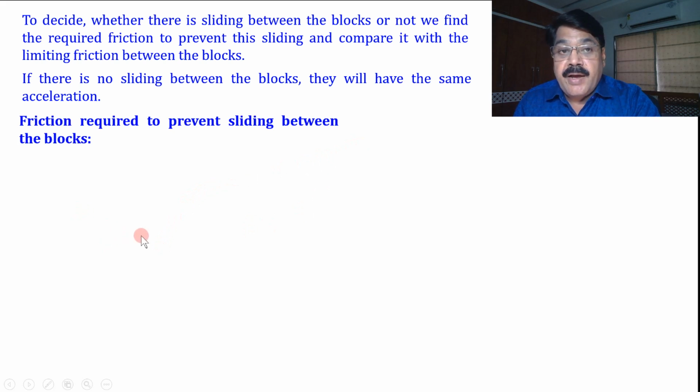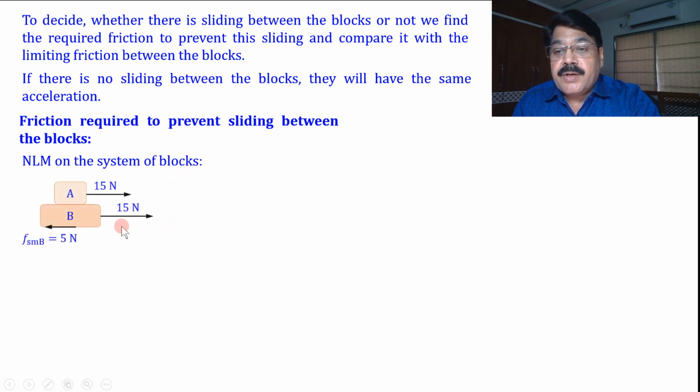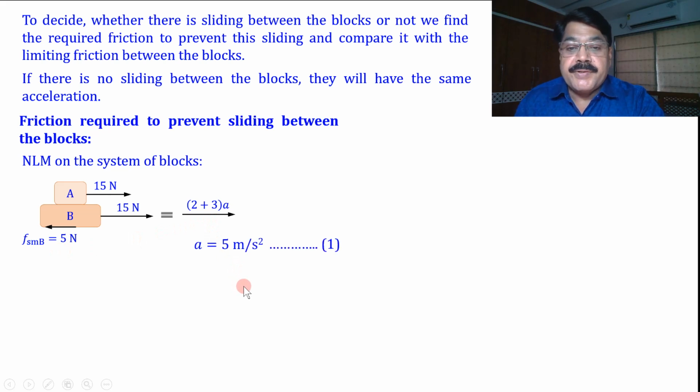So we apply NLM on both the blocks because they have the same acceleration. NLM on the system of blocks, only horizontal external forces are shown, vertical forces no need to show. So that will be equal to total mass (2 plus 3) into A. So A is what? 30 minus 5 upon 5. So A is what? 5 meter per second square. Very easy to calculate.